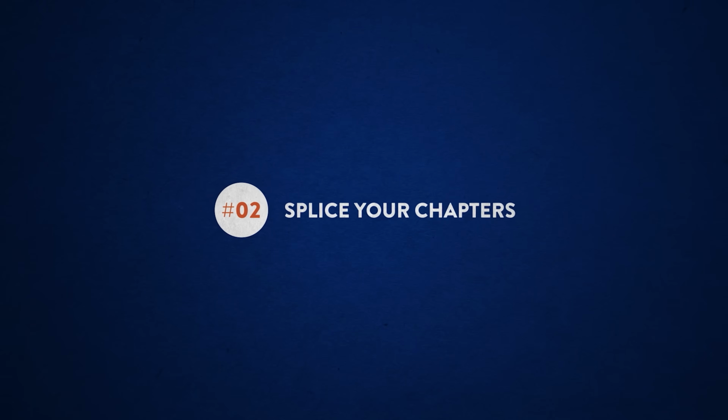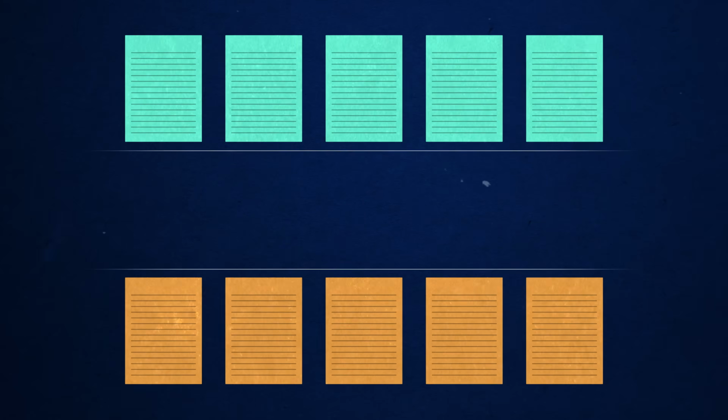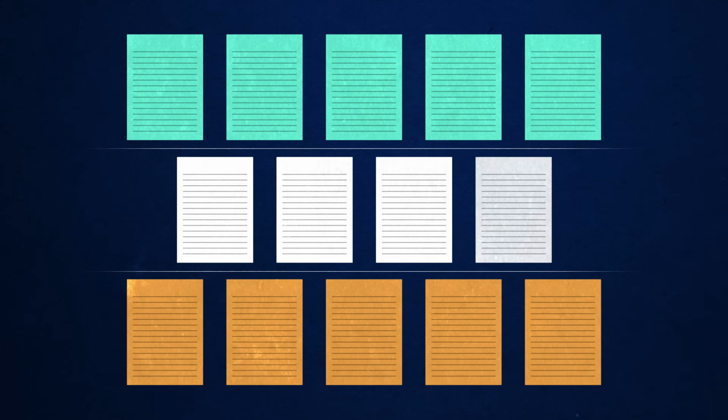Okay, so the second plotting tip I have for all you writers is that you need to splice your chapters. So what I want you to do is to take all your chapters and try to find a critical moment that happens, say, in the middle of it. Then what you do is you split that chapter in 2, and then you shove a couple chapters in between the first part of the chapter and the second part of the chapter.